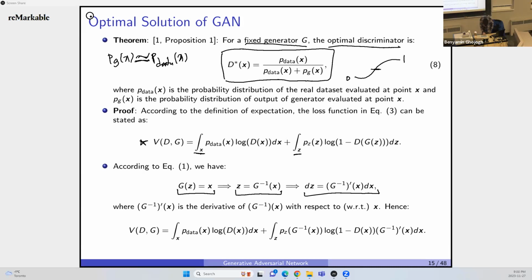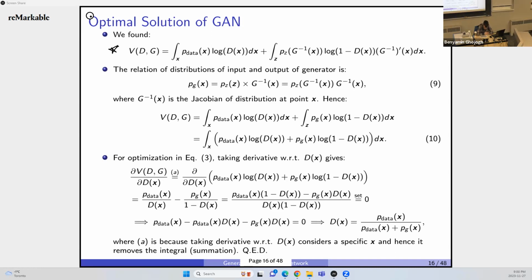G, so what is this? This is the derivative of G inverse X with respect to X. Now, as a result, let me replace Z here with G inverse X. So here, rather than dz, I put this. Agree? Rather than gz, I put x. So d of gz becomes d of x. Agree? This is what we had.